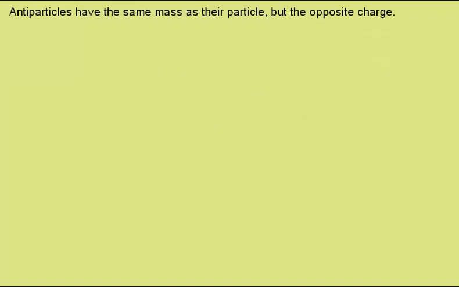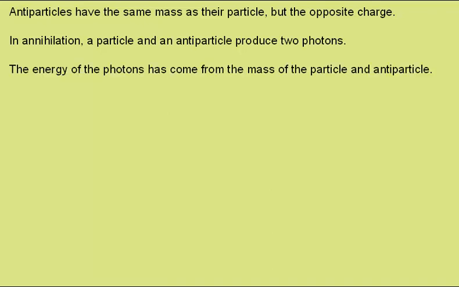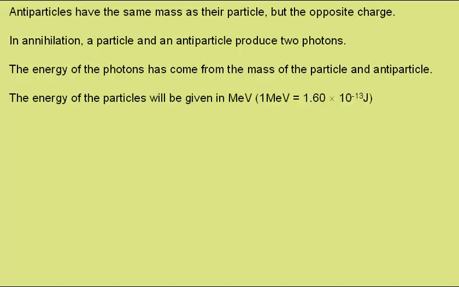Antiparticles have the same mass as their particle, but the opposite charge. In annihilation, a particle and an antiparticle produce two photons. The energy of the photons has come from the mass of the particle and the antiparticle. The energy of the particles will be given in mega electron volts, where a mega electron volt is 1.6 times 10 to the minus 13 joules. The energy of a photon is given by hf, where h is Planck's constant, 6.63 times 10 to the minus 34 joule seconds, and f, the frequency of the photon in hertz.